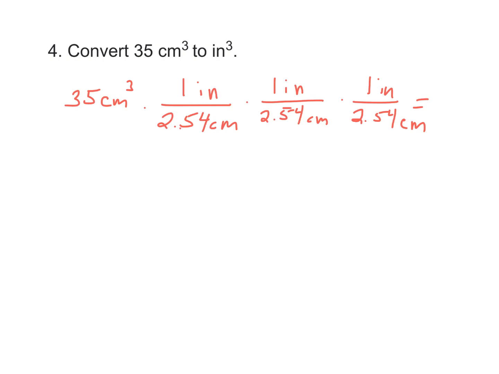And if you do all that, once again paying attention to sig figs, how many sig figs should we have? Well, 35 is 2 sig figs, so our answer should have 2 sig figs. It comes out as 2.1 inches cubed. Once again, always include units in your answers. 2.1 inches cubed, 2 sig figs. And that's how it's done. Good luck. We'll talk to you in class.